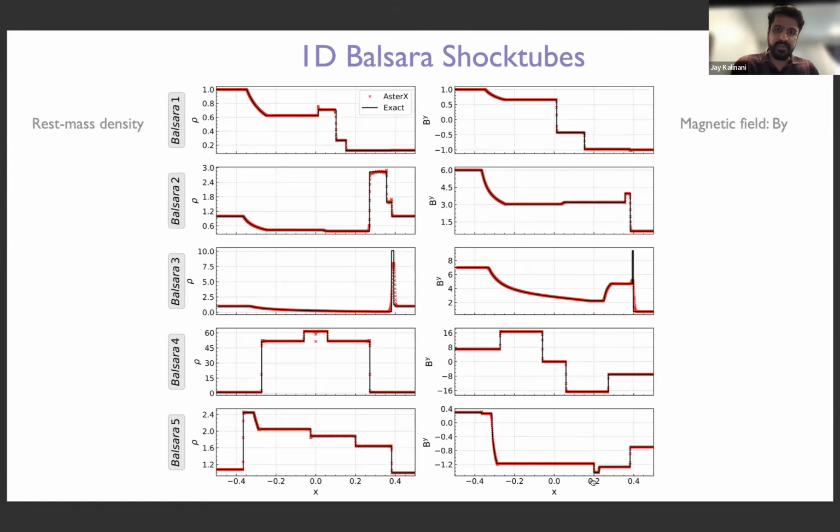So we tested AsterX through a series of one-dimensional, two-dimensional, even three-dimensional problems in a flat spacetime as well as in curved spacetime. So these are the standard tests that I show, which are called the shock tube test, the Balzara shock tube test. And these are the test suite. And we see that the profiles, for example, here match quite well compared to the exact solution that we expect, for example, for density on the left and for the y component of the magnetic field on the right.